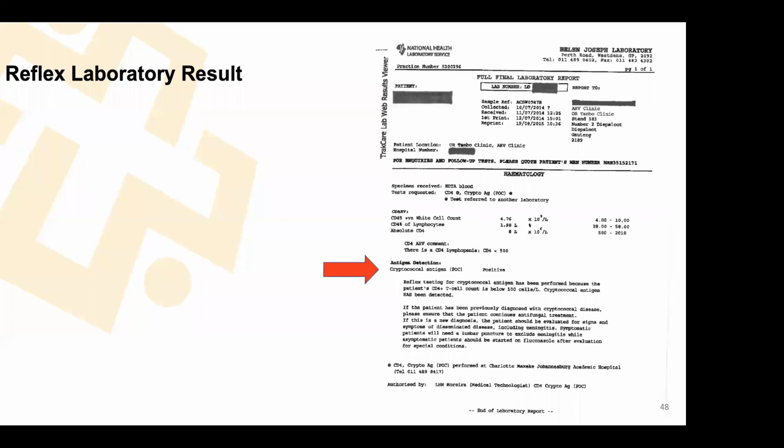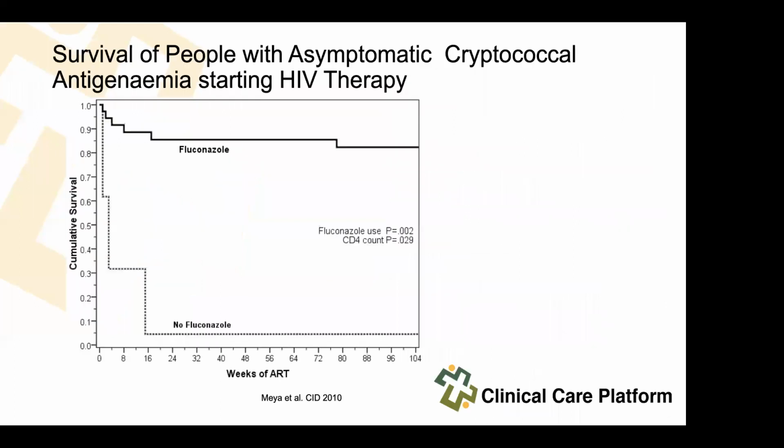So this is quite a very bad infection, and we need to give it the seriousness it deserves. And you can see Meyer et al. here showing that in HIV positive patients who do not have symptoms but have a positive crack antigen, and you start them on ARVs, if you do not identify these patients and give them fluconazole, you are going to have a high mortality rate.